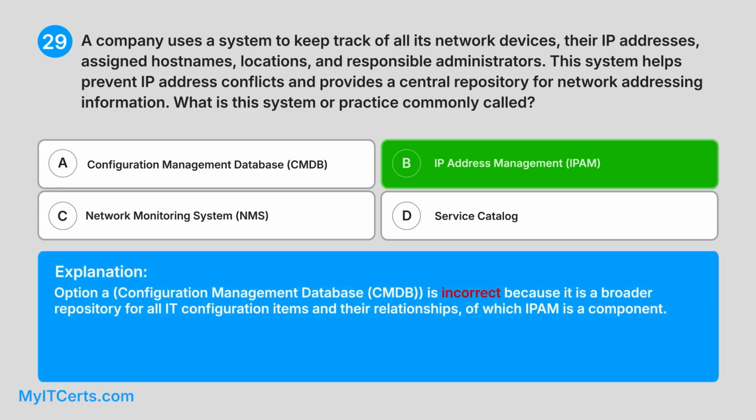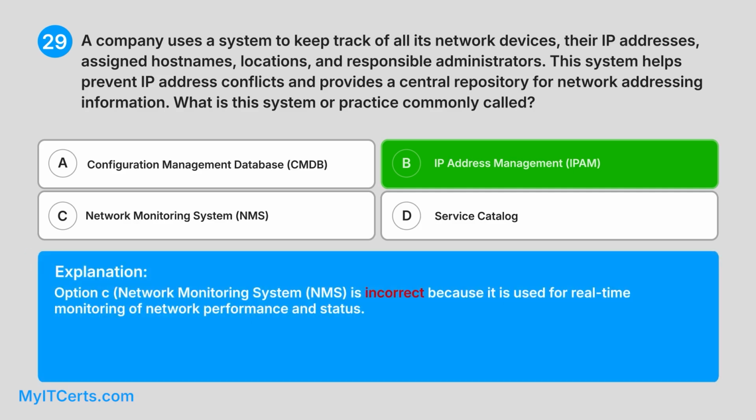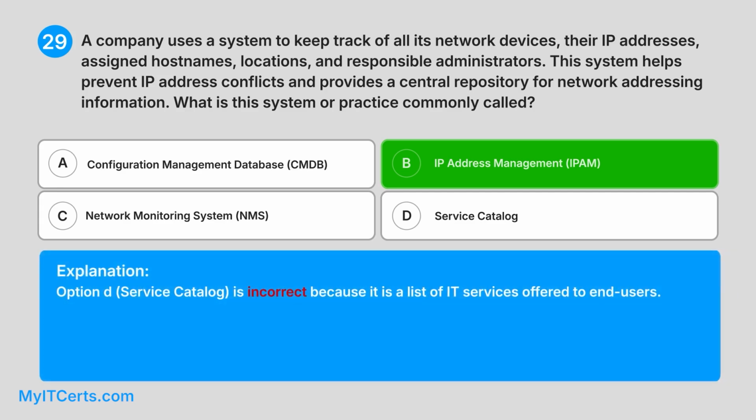Option A, Configuration Management Database, CMDB, is incorrect because it is a broader repository for all IT configuration items and their relationships, of which IPAM is a component. Option C, Network Monitoring System, NMS, is incorrect because it is used for real-time monitoring of network performance and status. Option D, Service Catalog, is incorrect because it is a list of IT services offered to end users.